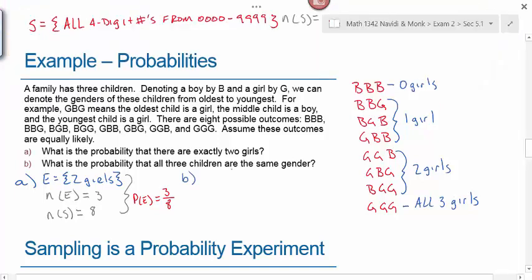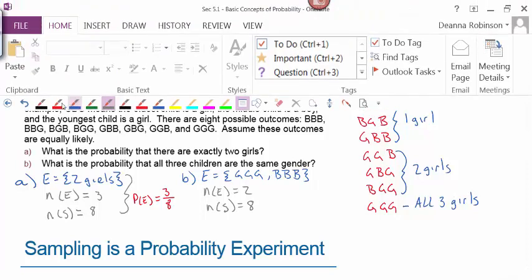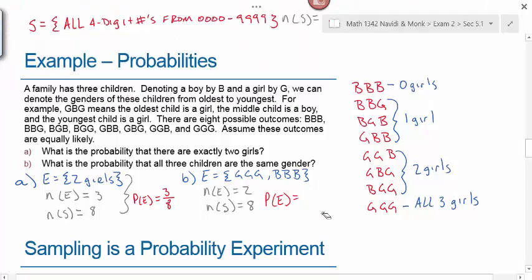Part B says what is the probability that all 3 children are the same gender? So now my event is that I have all 3 the same gender. I could actually list these, it wouldn't be so bad. I could have girl, girl, girl, or boy, boy, boy. That's the only way that I could have all 3 kids be the same gender. How many elements are in my event now? 2, and my sample space is still 8. So the probability of this event is 2/8, but that reduces to 1/4.